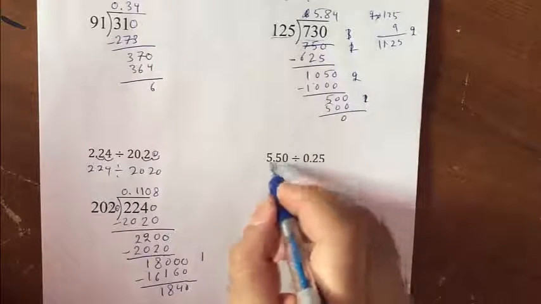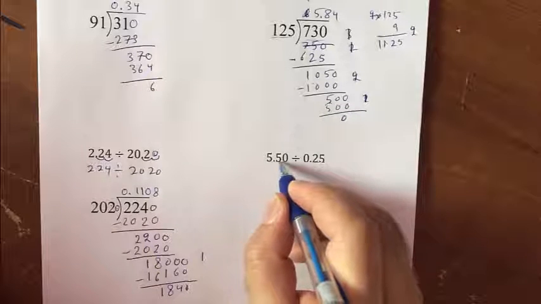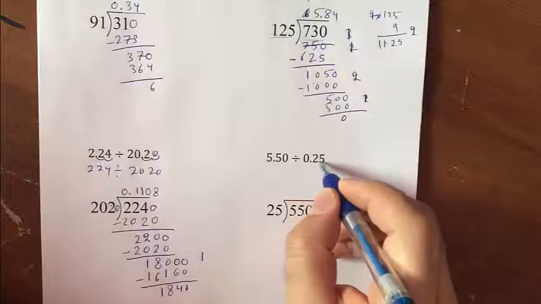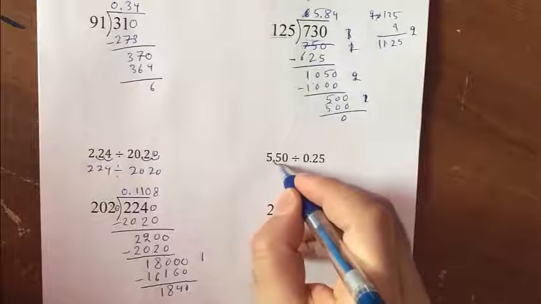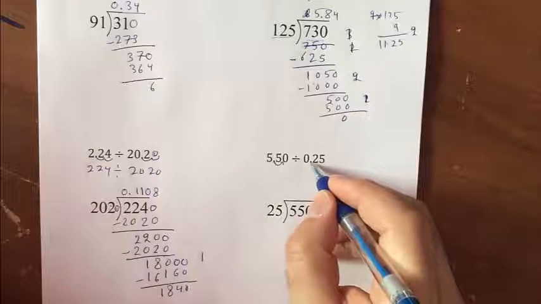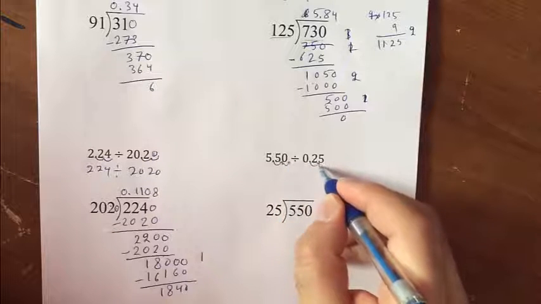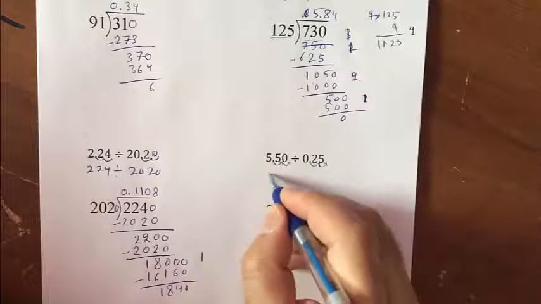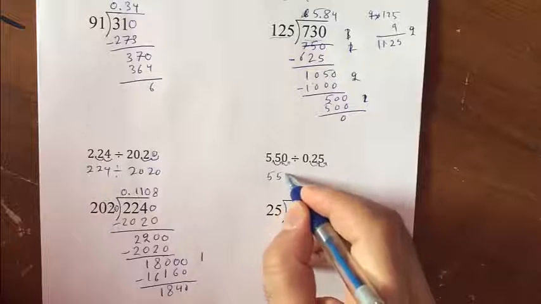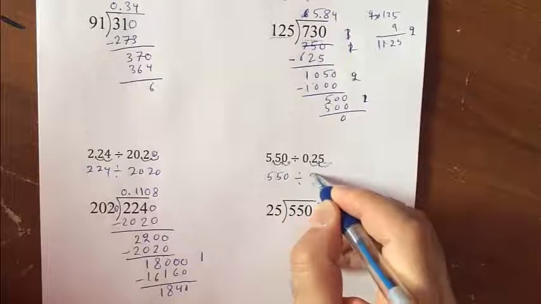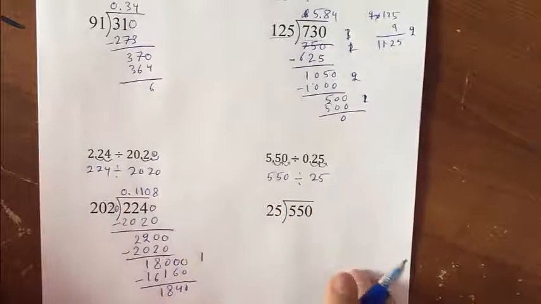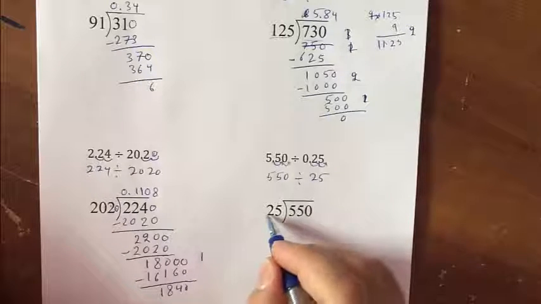Again, in here we have 5.50 divided by 0.25. We move the decimal to the right side and you move it on this number as well. Then again on this number, again on this number. So our numbers will be 550 divided by 25. So 550 divided by 25.